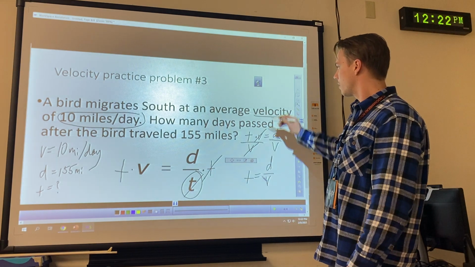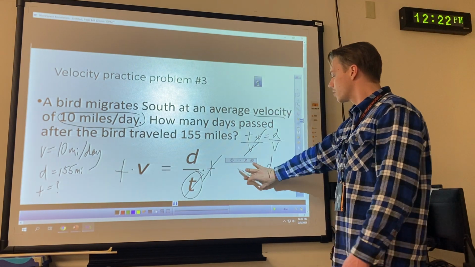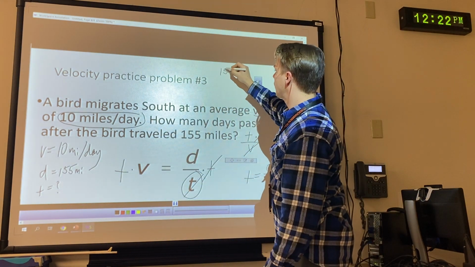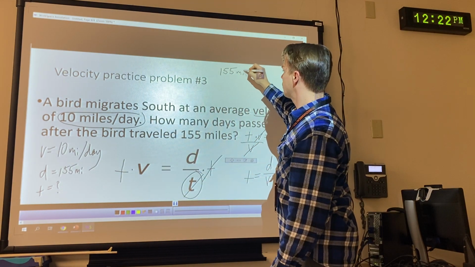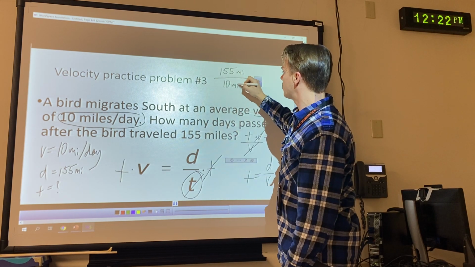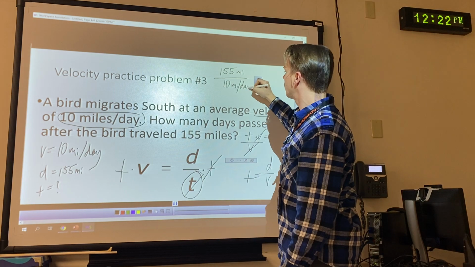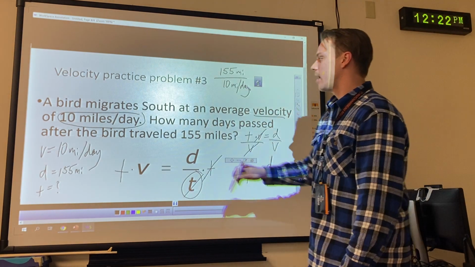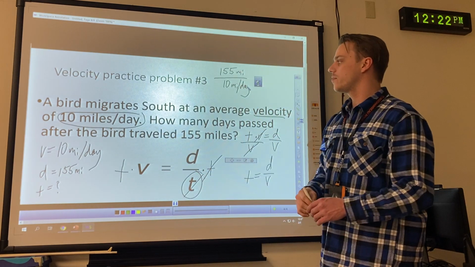So I can plug this in. I'm going to use this space up here. T equals d over v. Distance is going to be 155 miles, while the velocity is going to be 10 miles per day. So what's the question asking me? How many days passed after the bird traveled 155 miles?